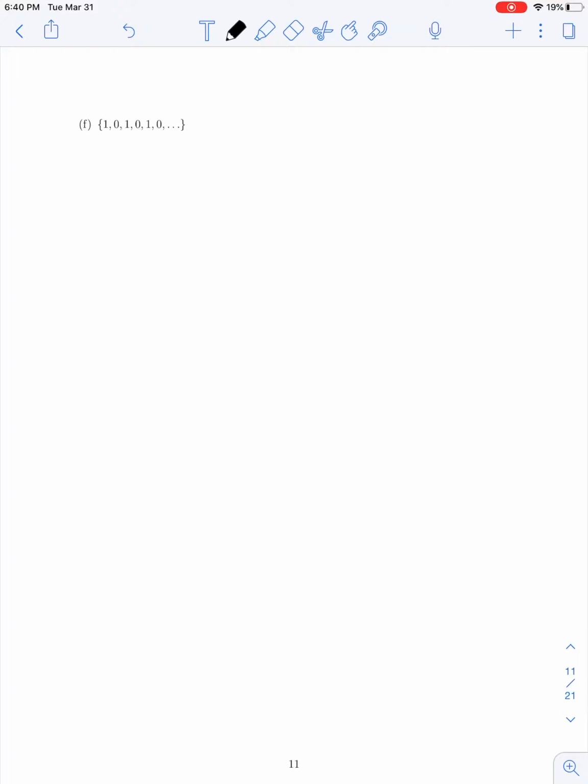In part F, we have 1, 0, 1, 0, 1, 0. So we see that our terms are alternating between 1 and 0. And here, the nth term of our sequence, we could either write piecewise as 1 if n is odd, and 0 if n is even.